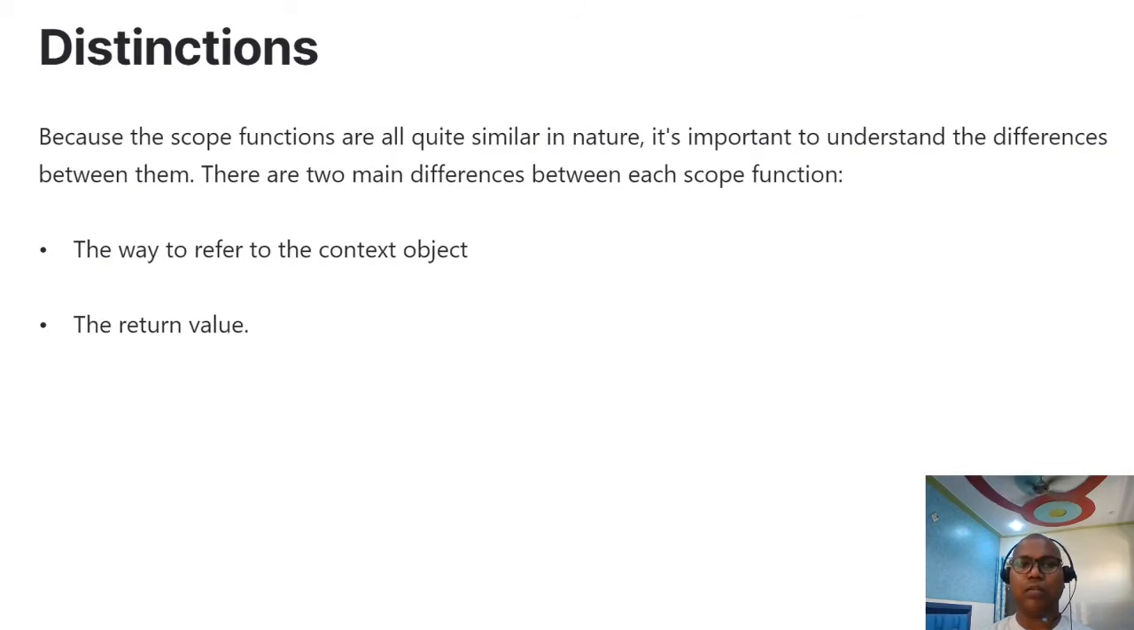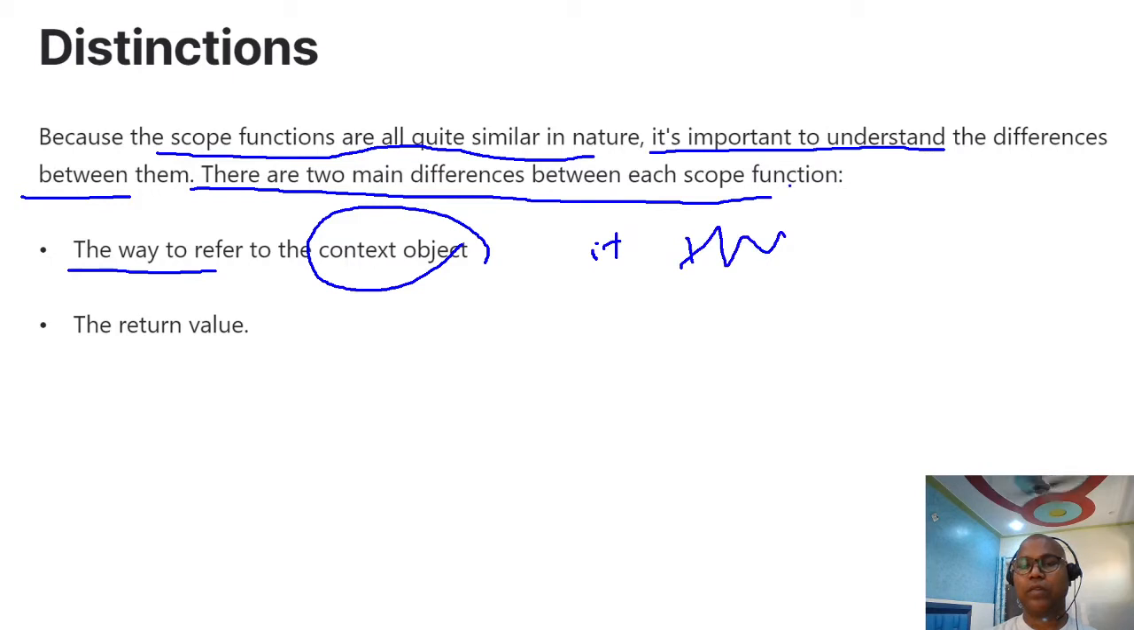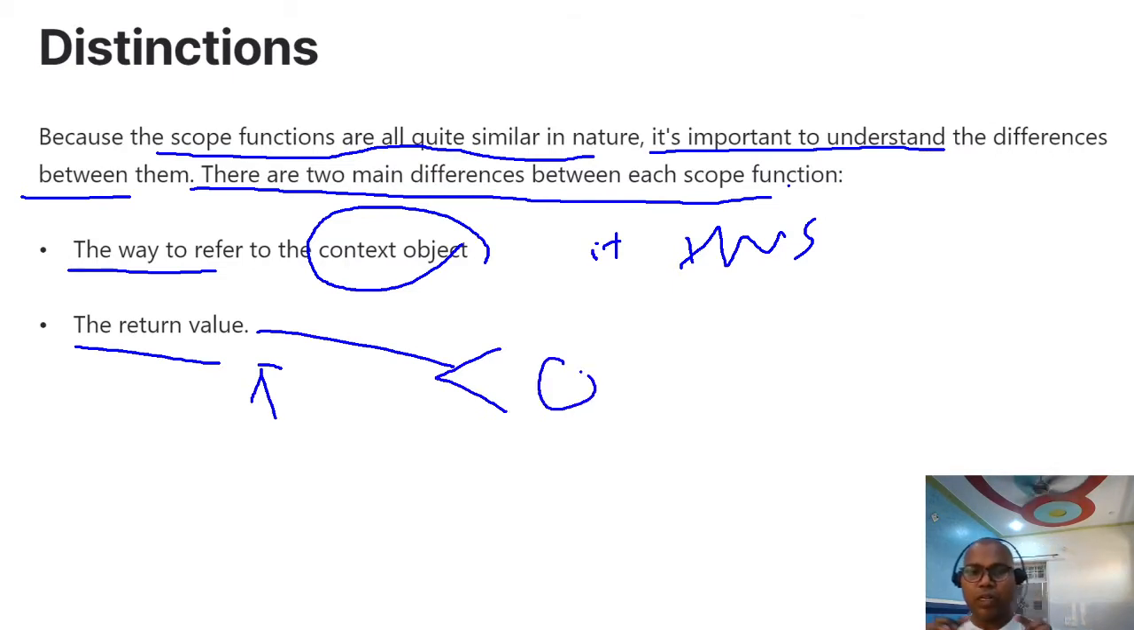So let's look at the distinction. These scope functions are quite similar in nature, and it's important to understand the differences between them. There are two main differences between the scope functions. The first is how you refer to the context object, using it or this, and the second is what value is returned. Some scope functions return your lambda result and some return the actual context object. So you can broadly categorize all five scope functions by these two parameters: how you refer to the current context object, and whether the return value is your lambda result or your context object.